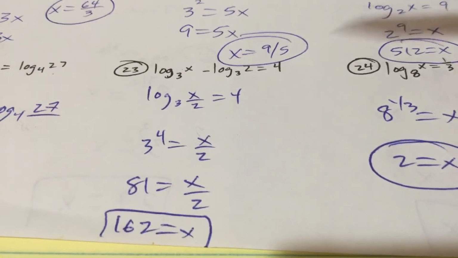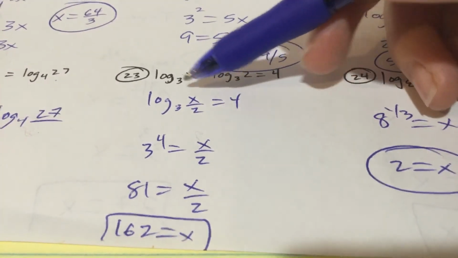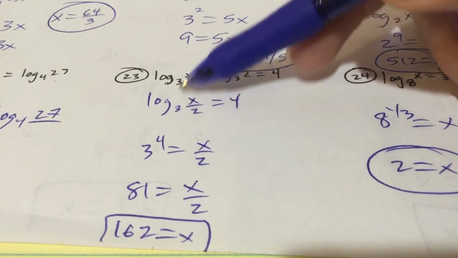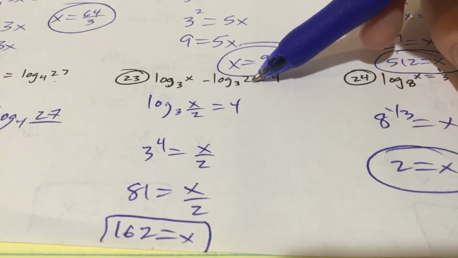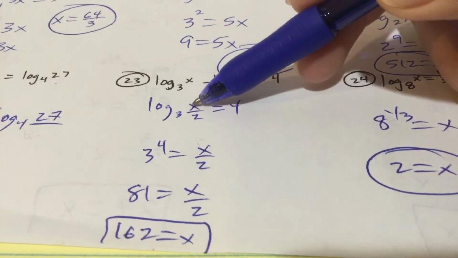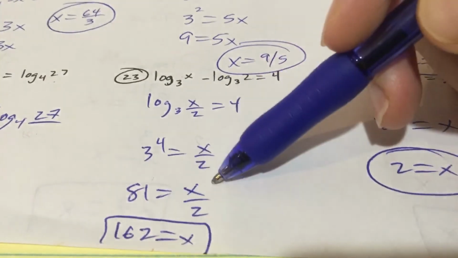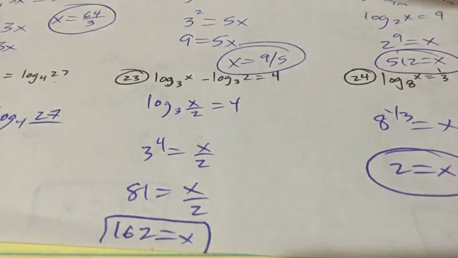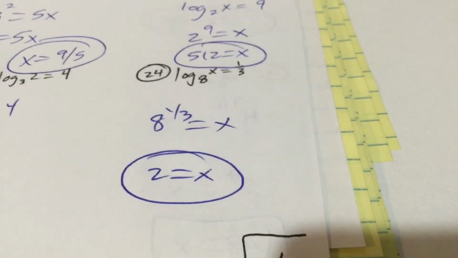On this next one, you have the quotient property. Log base 3 of x minus log base 3 of 2 is log base 3 of x divided by 2 equals 4. That means 3 to the 4th equals x over 2. It means 81 equals x over 2. Multiply both sides by 2. You get 162 is x.